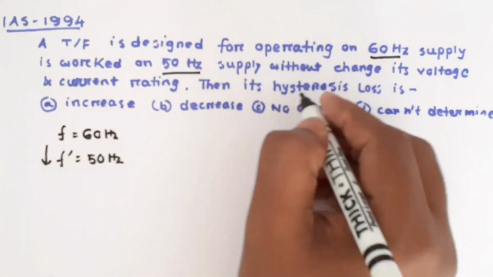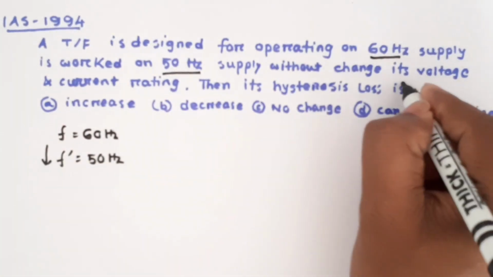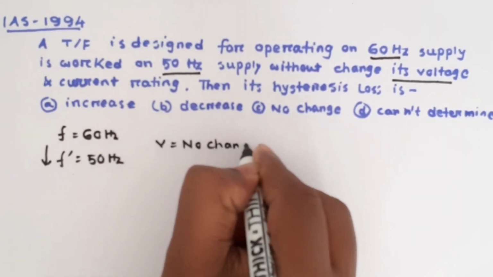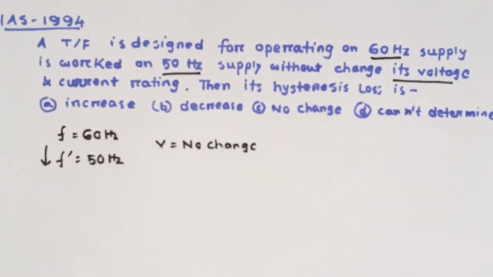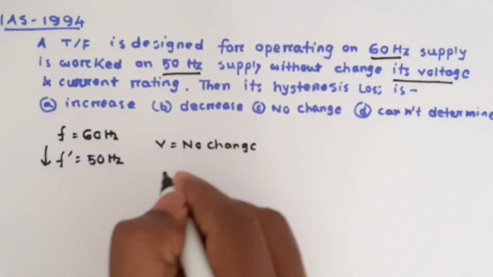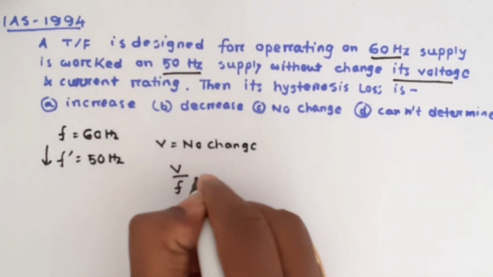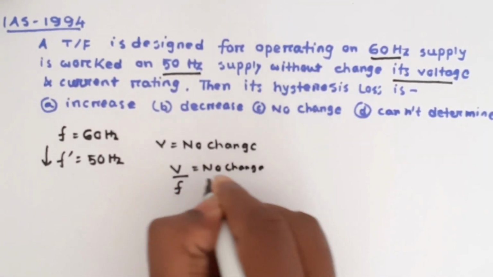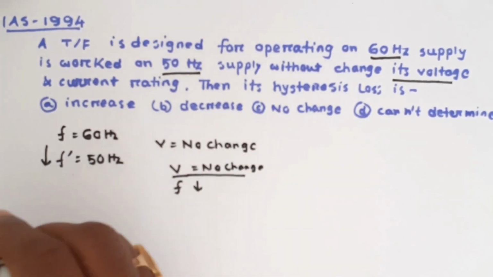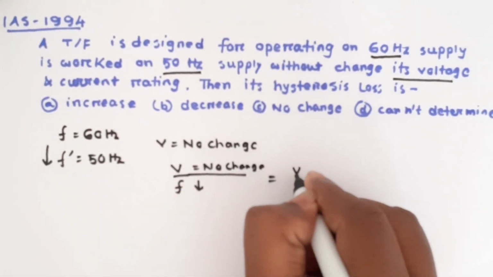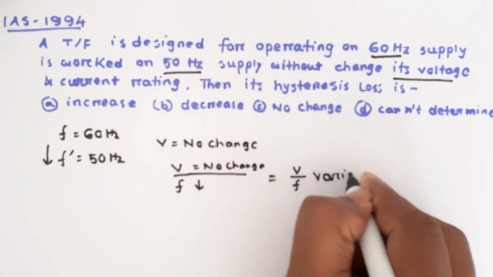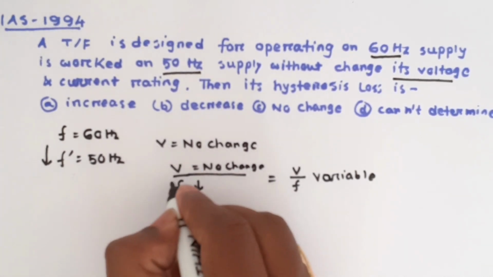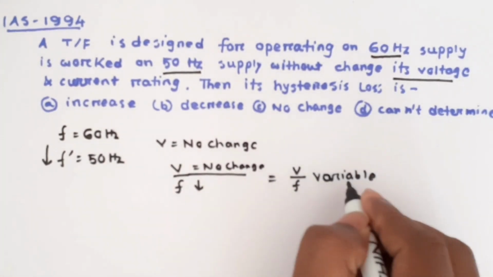The voltage has no change. Now we have to find out whether V by F is constant or variable. Here V has no change and F decreases. Therefore V by F is variable. There is no change in voltage, but there is a change in frequency. Therefore V by F is variable.